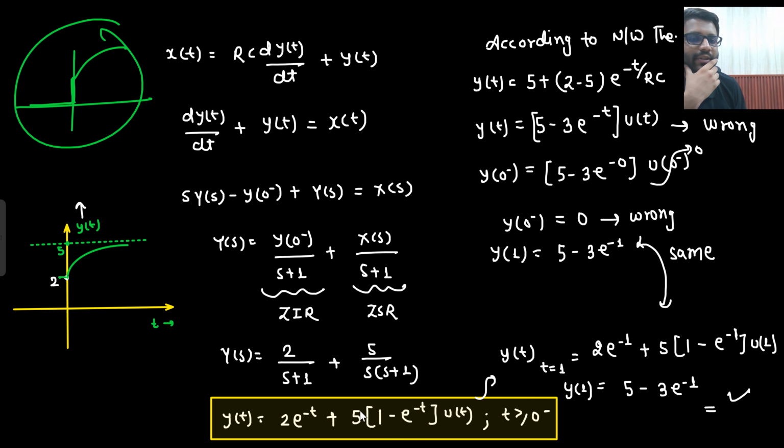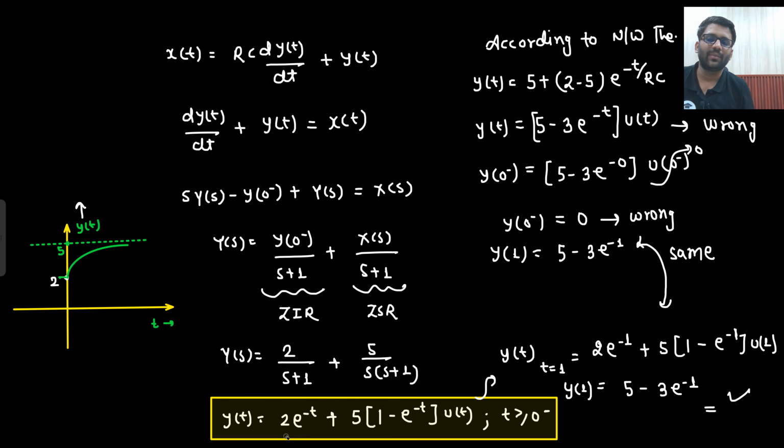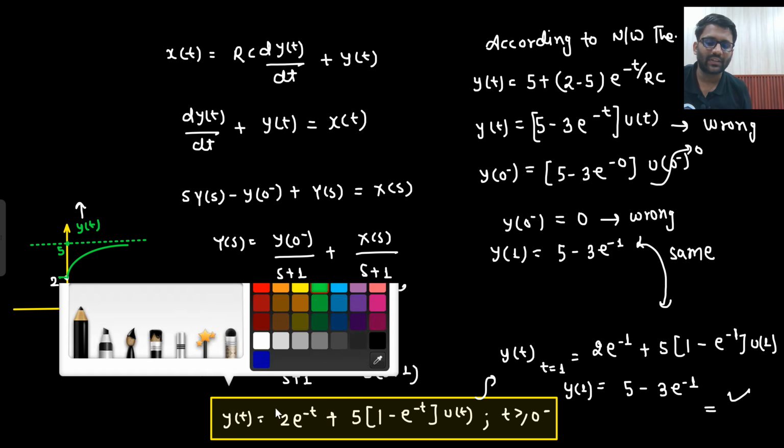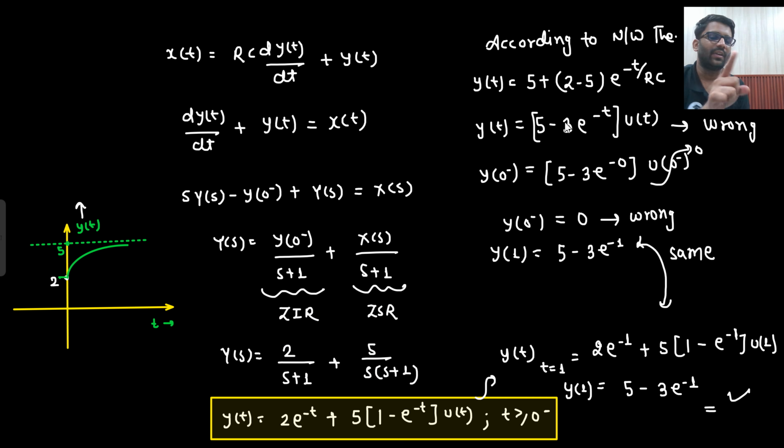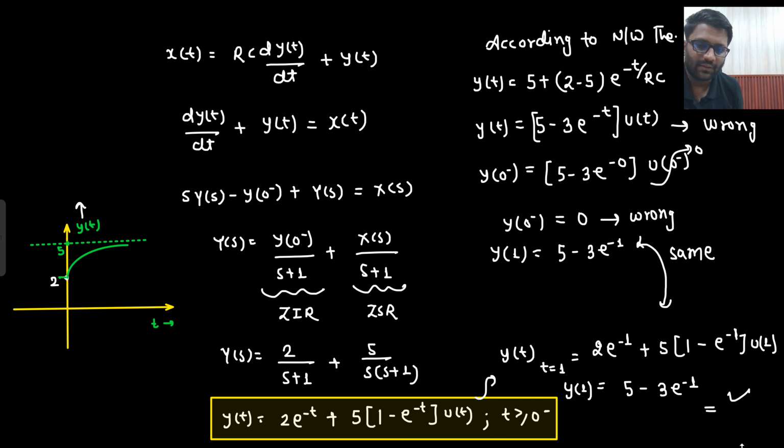Are you able to understand this point? Here the waveform and everything is wrong, right? Let's see one more interesting point. About this expression only, I will tell you a more interesting point. So what we get to know is that this is the actual y(t), which is 2 e to the power minus t plus 5 into (1 minus e to the power minus t) u(t), right? Let's talk about this expression more.